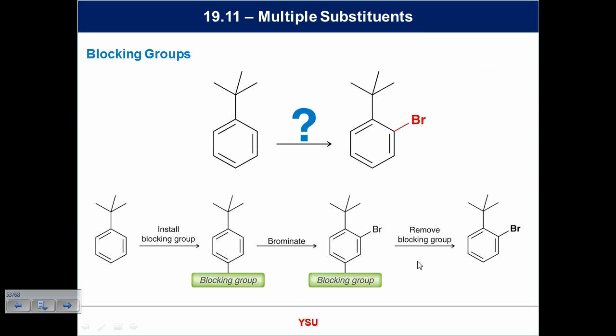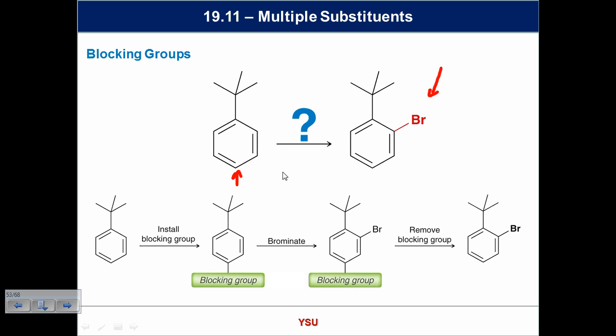Okay. We will also use a blocking group, a protecting group. And we'll use sulfonic acid to do this. Again, the idea being, what if you absolutely desperately need your bromine to go there? If you react this material with FeBr3 and Br2, where will the bromine go? The para position. It will go here because the ortho position is blocked. So how do you avoid that? How can you force the bromine to go where it doesn't necessarily want to go?